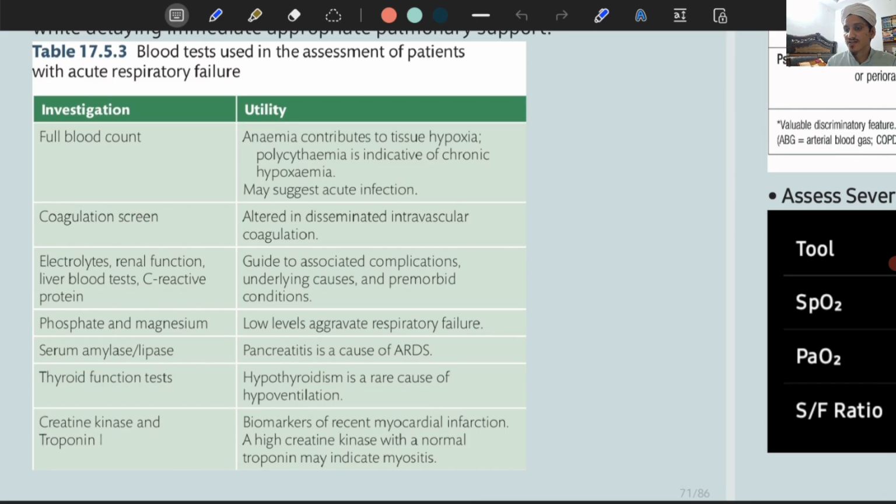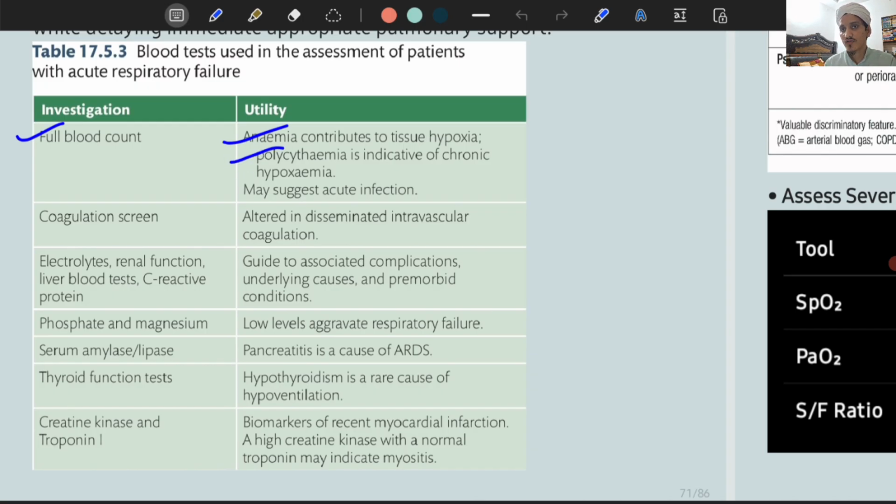So what are those investigations? We will send CBC, complete blood count. If there is anemia, that can contribute to tissue hypoxia. And one important point is polycythemia.